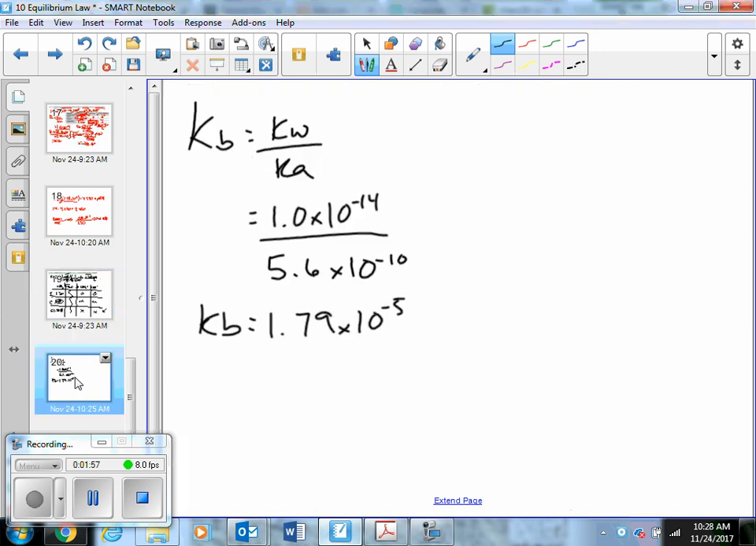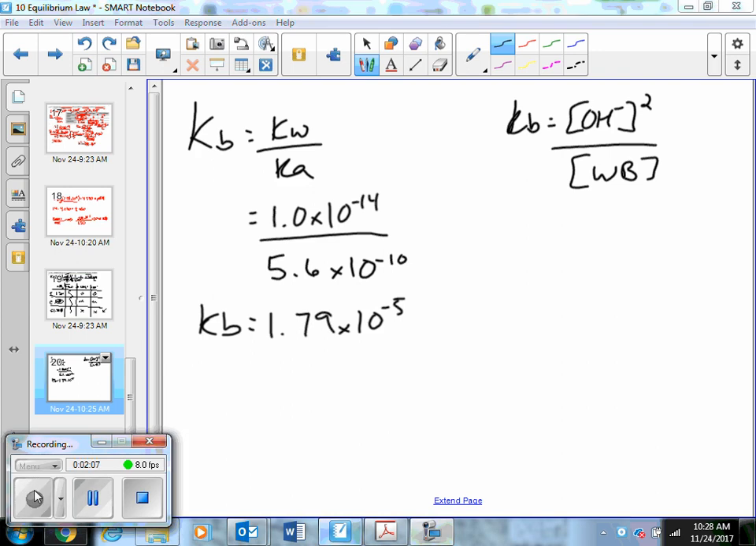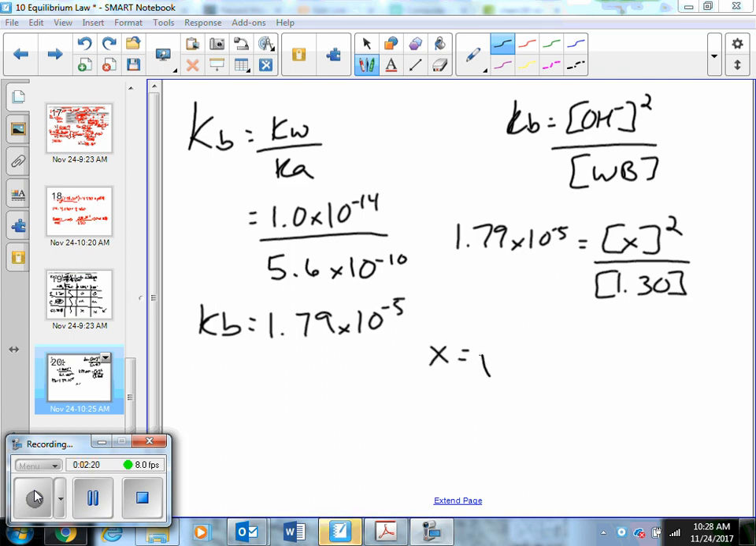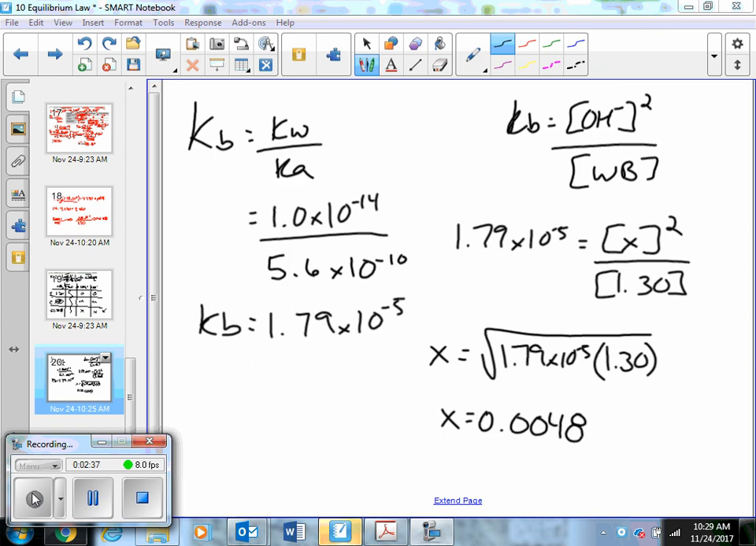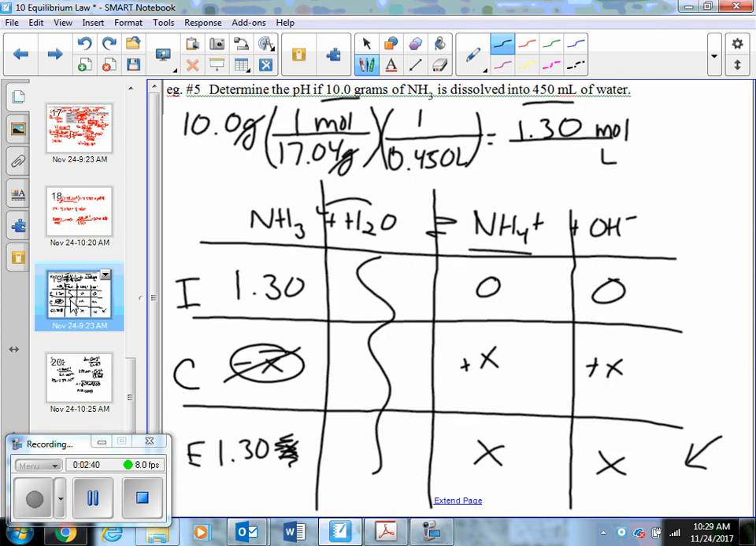So now we can set this up to solve for X. I have Kb equals hydroxide squared divided by concentration of the weak base. And we'll sub in the 1.79 times 10 to the minus 5 equals X squared divided by 1.30. So if we rearrange this to get X, we have square root of our Kb times concentration of the weak base. So my X value is 0.0048. So if we sub that back into our ice table, this is the concentration of the hydroxide ion in moles per liter.